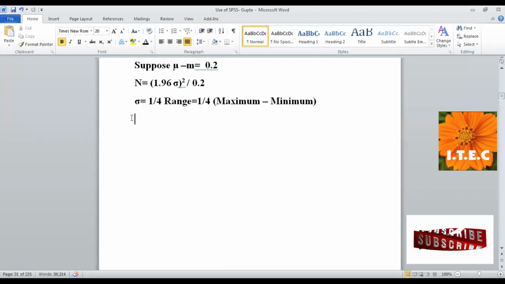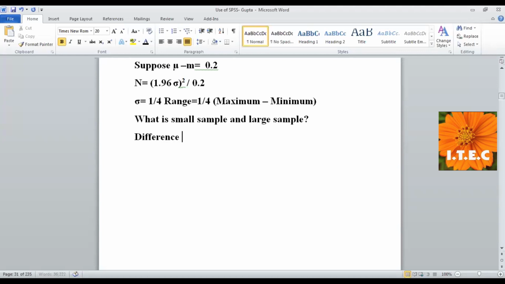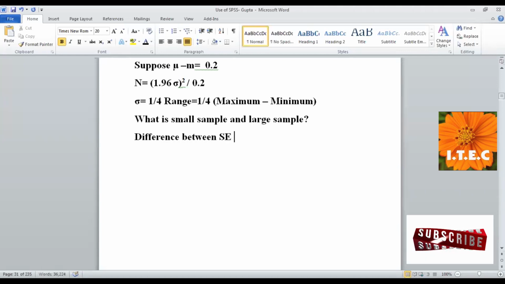Okay, next I'm going to tell you why, when the sample size is less than 30, it is called a small sample, and when it is equal to 30 or more than 30, why it is called a large sample. So what is the difference between a small sample and a large sample? And next I'm going to tell you the difference between standard error and standard deviation, because that is related to your sample.